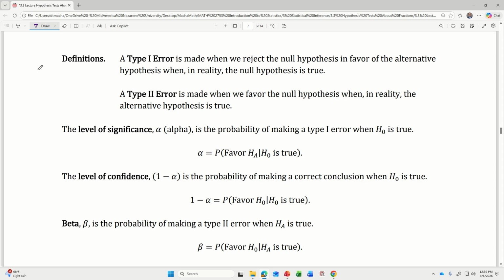The level of significance is the probability of making a type 1 error when the null is true. The level of confidence is the probability of making a correct conclusion when the null is true. So that makes it 1 minus alpha. That's the complement rule for probabilities.